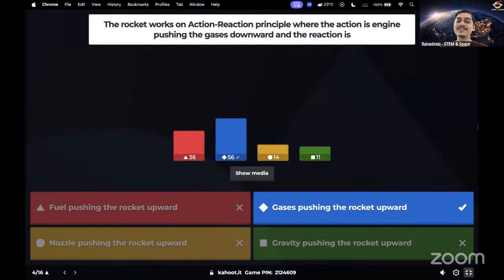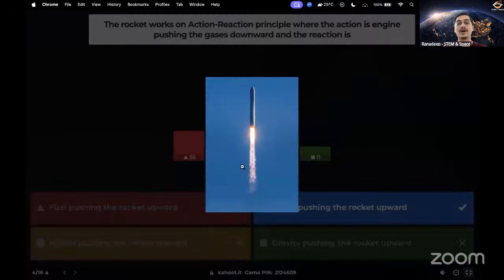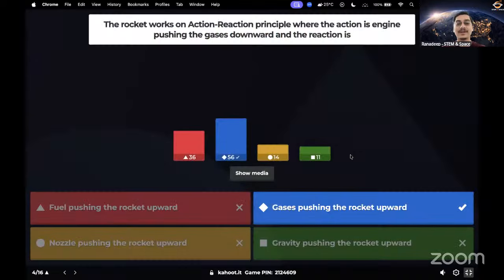And the correct answer is gases pushing the rocket upward. That's absolutely correct. Although a good majority of people have answered differently as well. People who have answered fuel pushing the rocket upward, do remember fuel does not push the rocket upward. The fuel gets burnt, due to which the gases are produced, and the gases are actually pushing the rocket upward. So that's what is happening, and that's how the action reaction principle actually works.